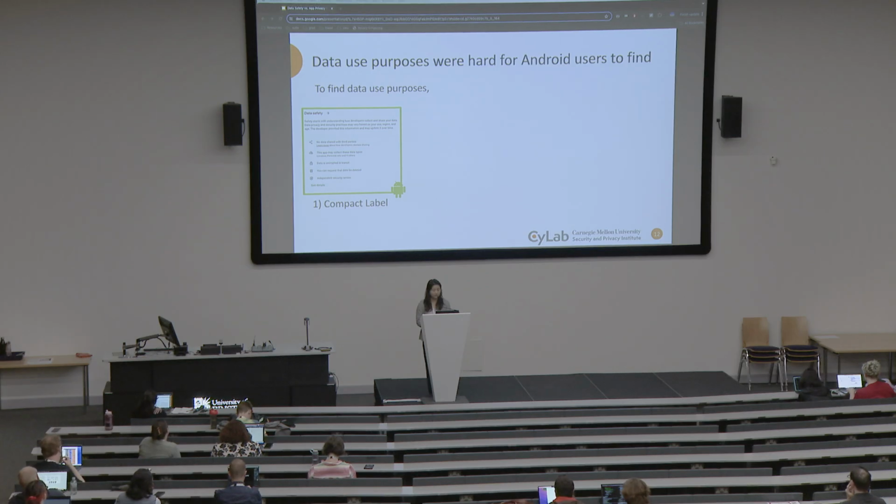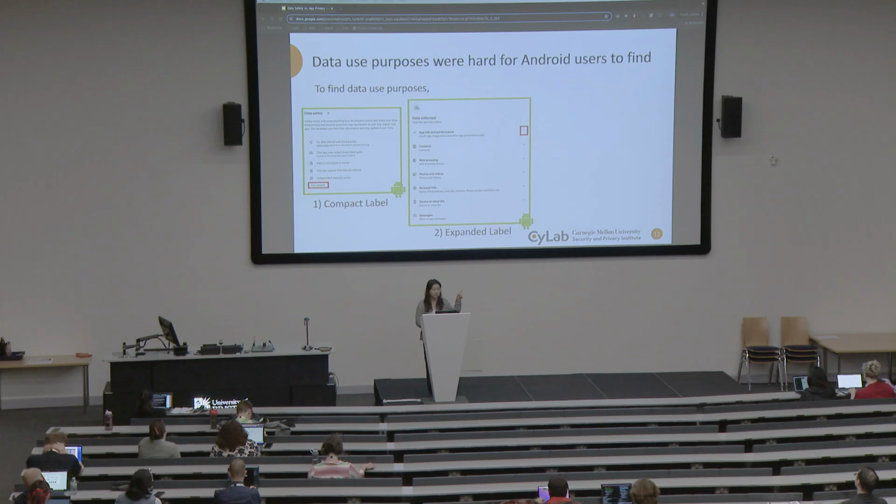We also found that data use purposes were really hard to find for Android users. In order to access information about for what purposes a data type was collected, Android users need to first click on the See Details link on the compact label to see the expanded label, and then click on these individual chevron symbols next to a specific data type category to see the accordion interface that shows them the data collection purposes.